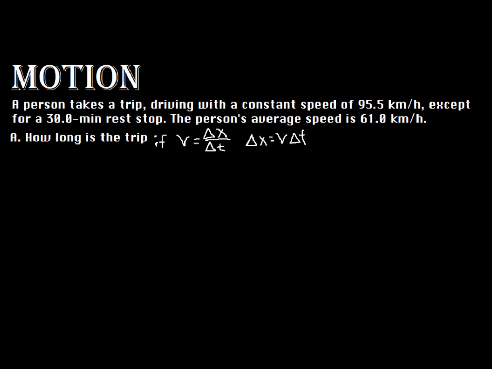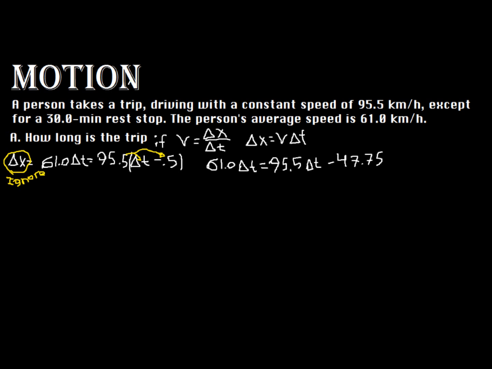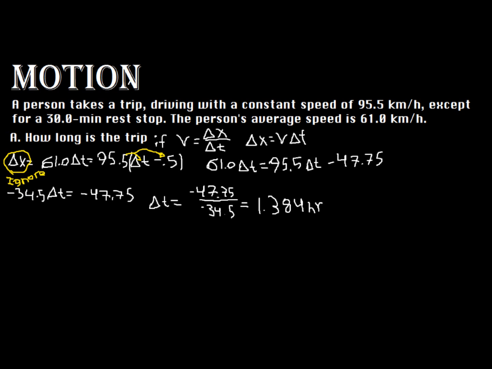The average speed is the final position minus the initial position over change in time, or change in position over change in time. From this, we can set 61 equal to the difference in position over the difference in time, and 95.5 equal to the difference in position over the difference in time minus 0.5 hours. Then we multiply and have 61 times the change in time is equal to 95.5 times the change in time minus 47.75. Thus, the change in time equals 47.75 over 34.5, or 1.384 hours.